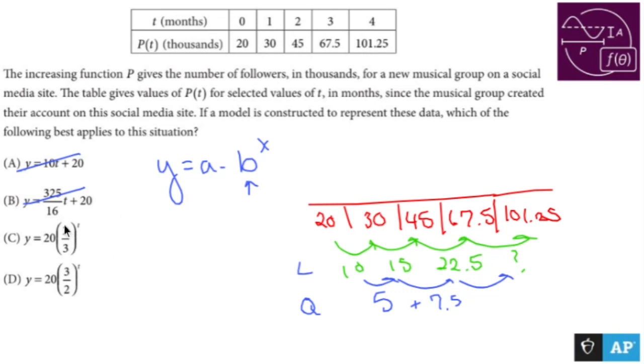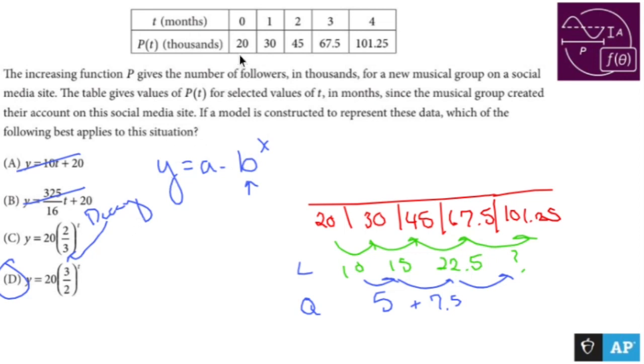So I'm either going to multiply 20 by 2/3 to get 30, or I'm going to multiply 20 by 3/2 to get 30. Well, if I multiply 20 by 2/3, I'm actually getting a smaller number, because this represents exponential decay. Remember, if your b is in between 0 and 1, it's exponential decay. So the only one that makes sense here is D, because this represents exponential growth. So all of the numbers that I just threw out at you were kind of pointless.